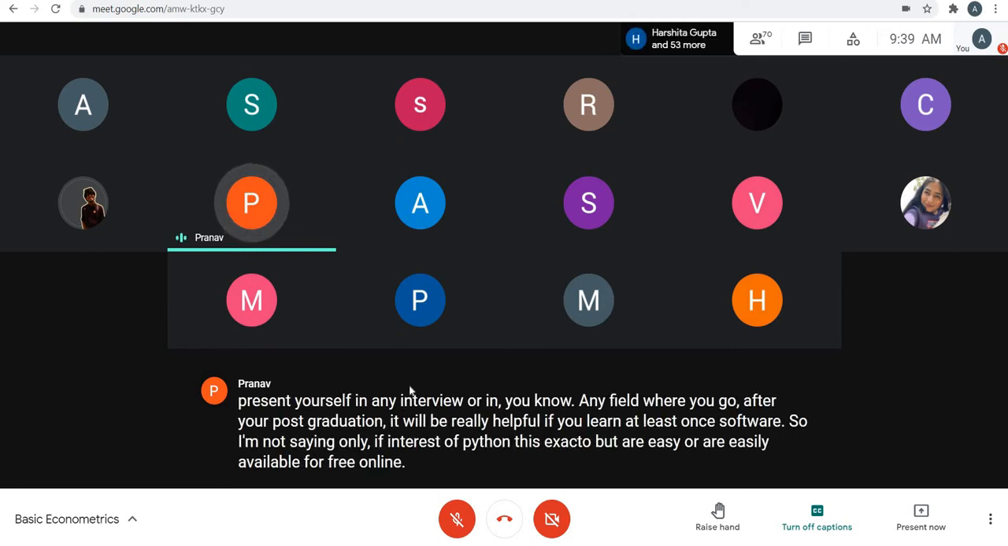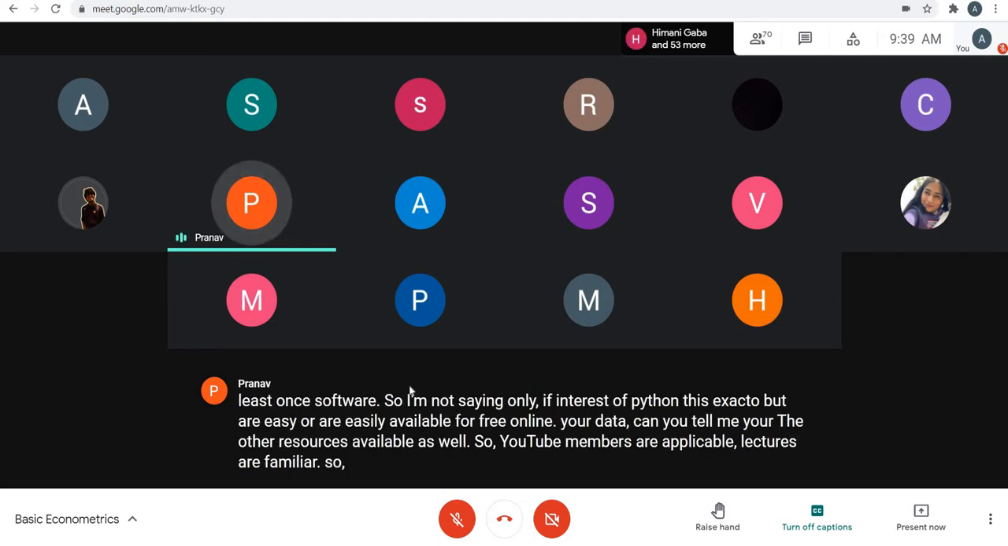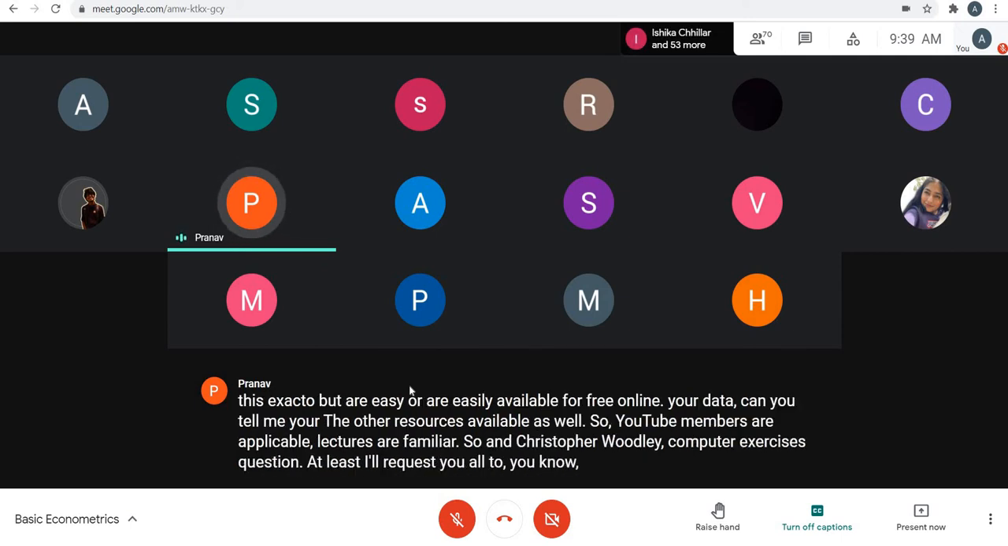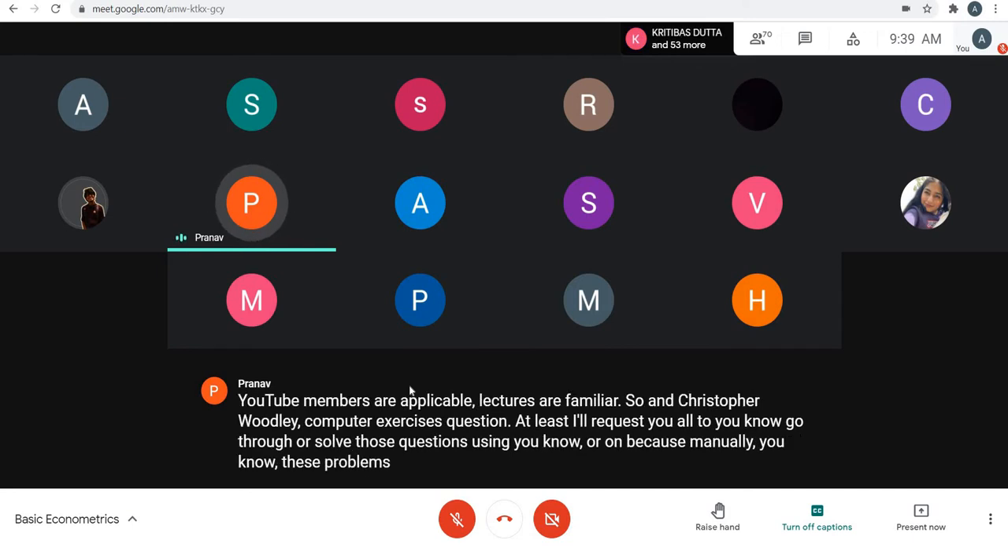You have DataCamp, you have Udemy, and there are other resources available as well. Also, on YouTube you will find many lectures on R. And for all the computer exercise questions in Christopher Wooldridge's book, I'll request you all to go through or solve those questions using R, because manually these problems are not solved, and so I'll also not ask you to solve these questions manually.